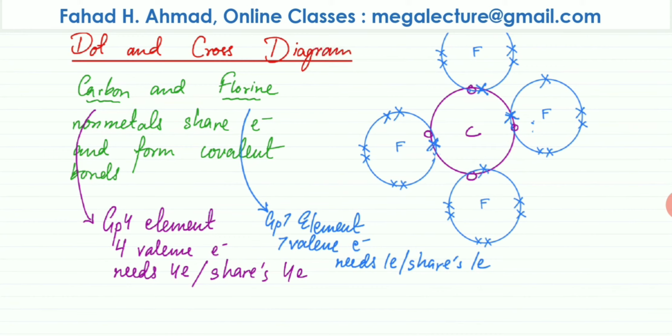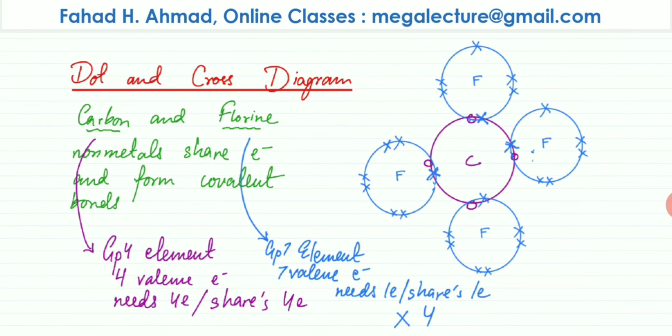The rule is that if you have a group 4 element that needs 4 electrons to complete its outer shell, it's going to share 4 electrons. And if it's a group 7 element, it has 7 valence electrons, needs 1 electron, and is going to share 1 electron. You can figure out the number of atoms because the sharing must be equal. If one atom is sharing 4 electrons, the other atoms must be sharing 4 electrons in total as well. But this atom is only sharing 1 electron, which means there would be 4 times that many atoms, because if each one shares 1 electron, in total the fluorines are sharing 4 electrons. So this over here is the dot and cross diagram of this compound.